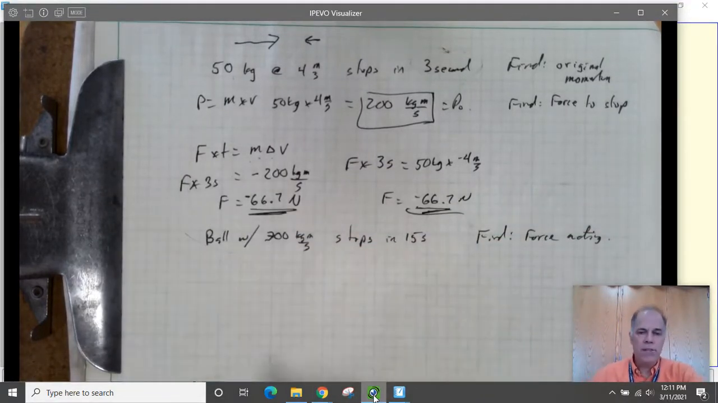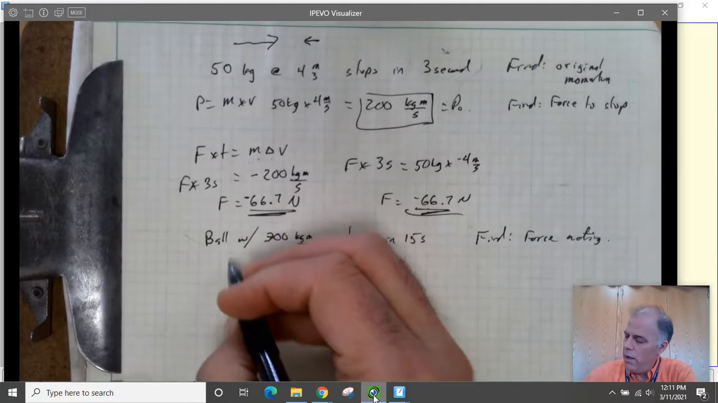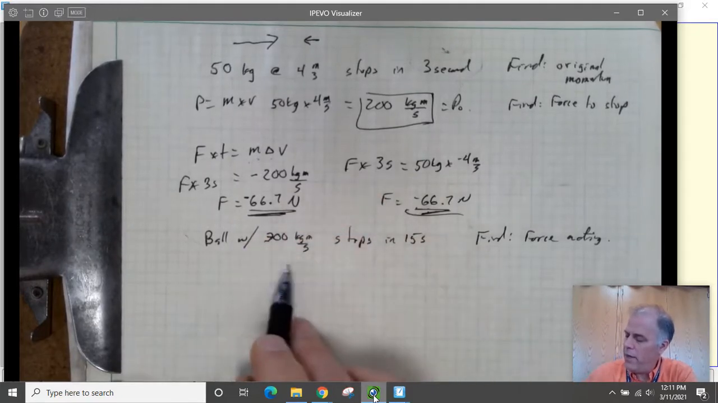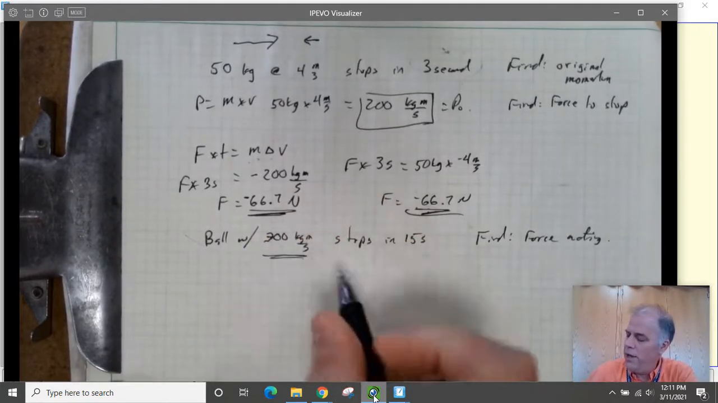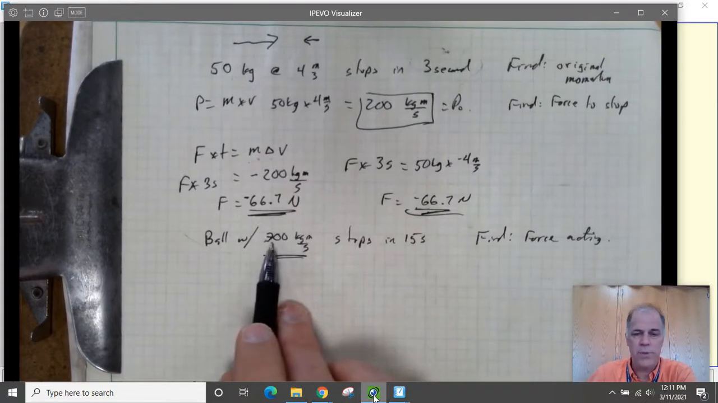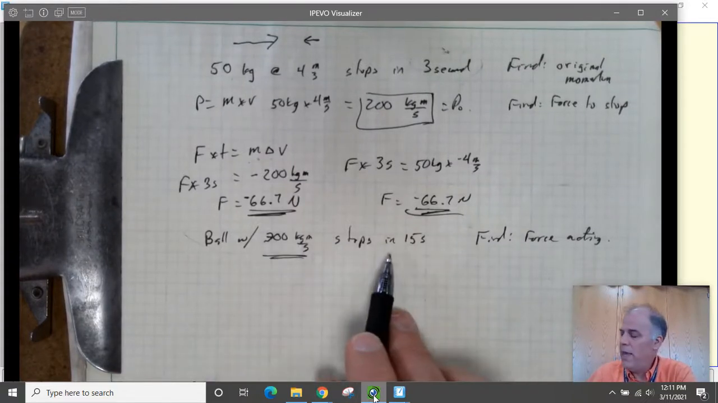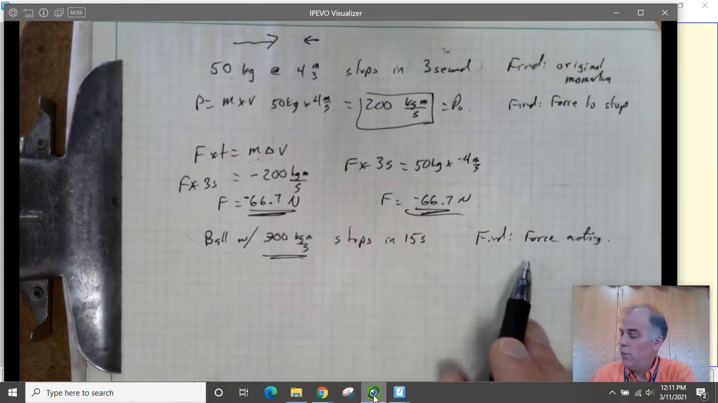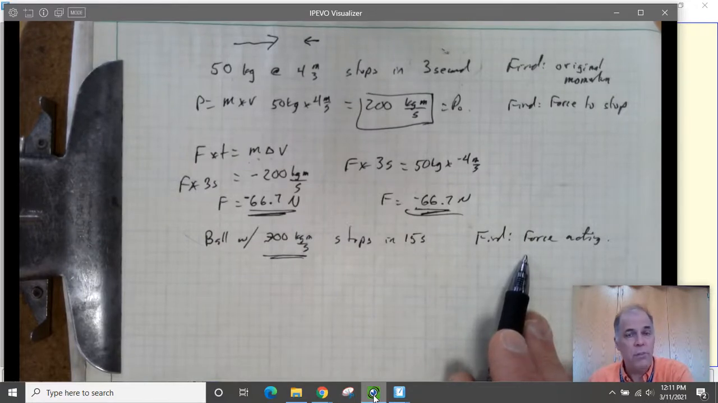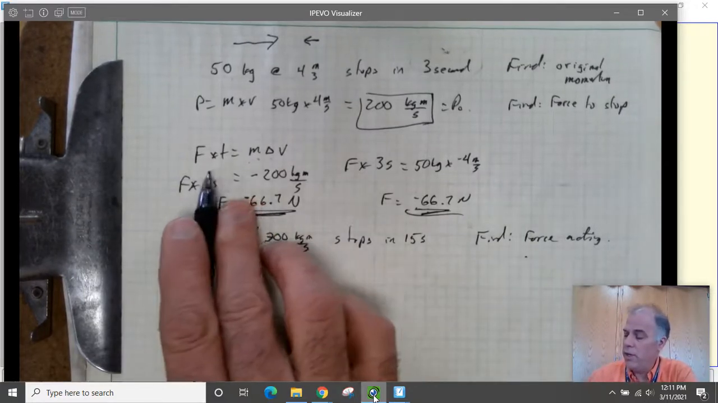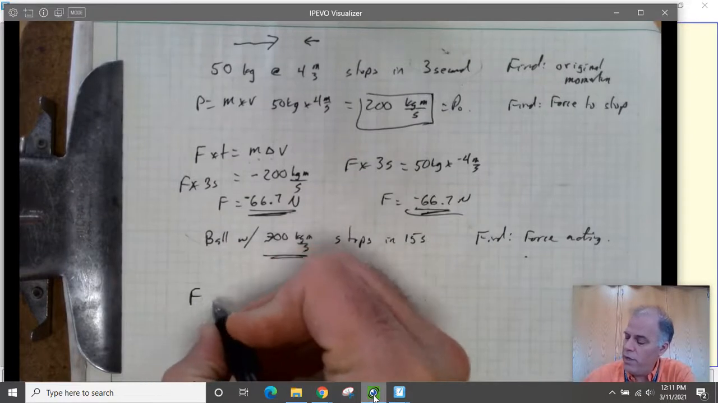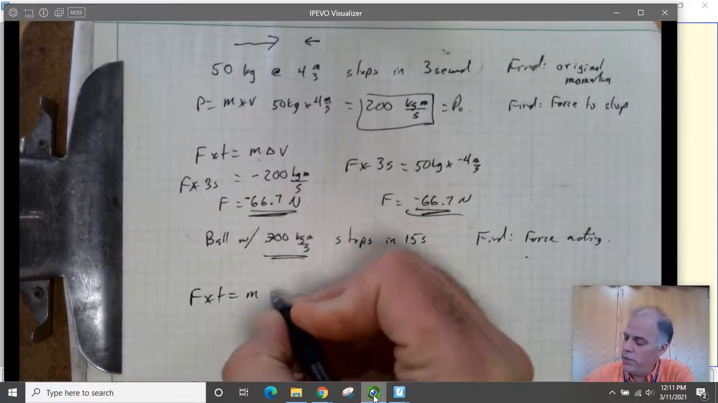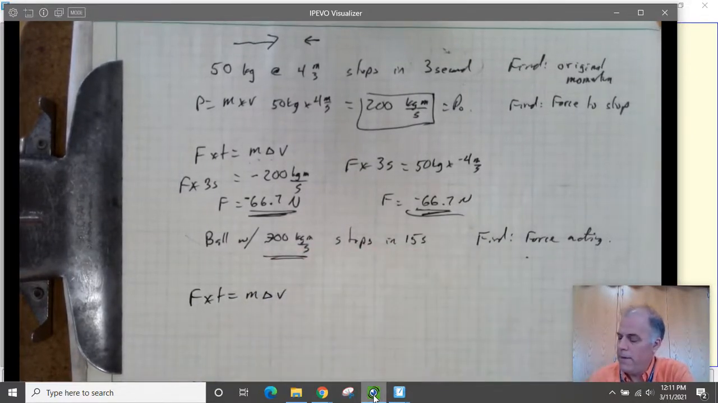Okay, let's look at another one here. Suppose that we have a bowling ball, and it has a momentum of 300 kilogram meters per second. That's 300 units of momentum, and it stops in 15 seconds. We want to figure out the force that is acting on the ball to make it stop. And again, we're going to use the impulse equation. Force times time equals a change in momentum.